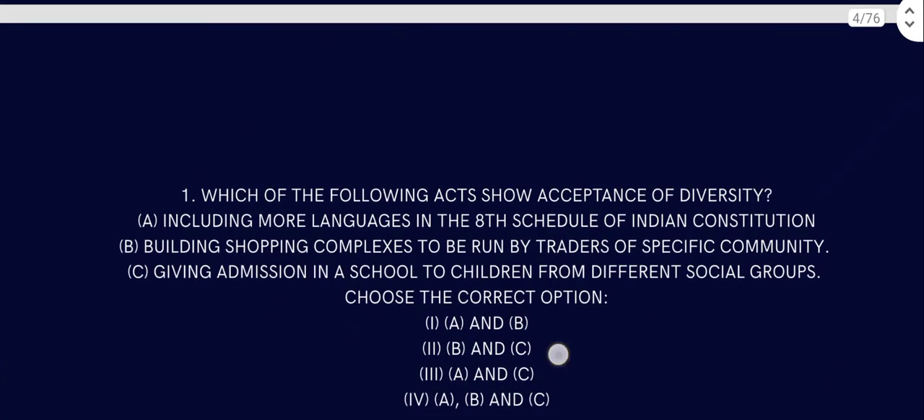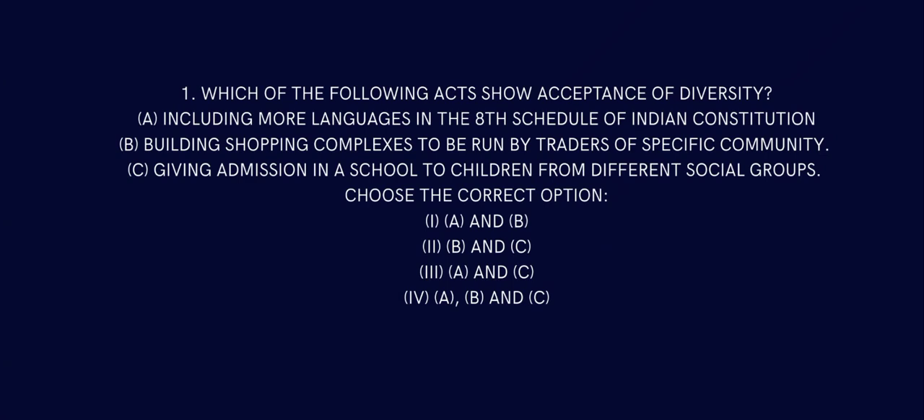So let's continue. Question number 1: Which of the following acts show acceptance of diversity? Options include more languages in the Eighth Schedule of the Indian Constitution, and building shopping complexes to be run by traders of a specific community. Option B is not something that shows acceptance of diversity. Giving admission in school to children from different social groups, now that is acceptance of social diversity. So our answer should be A and C. Yes, the answer is A and C.